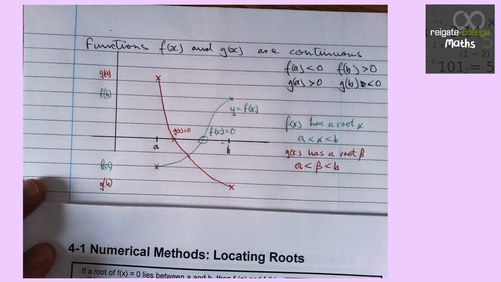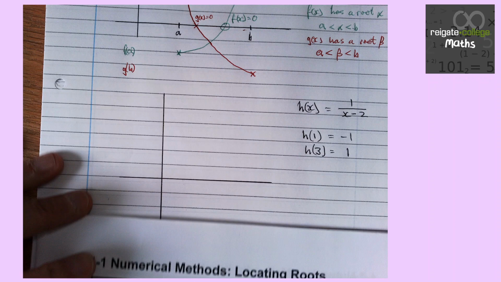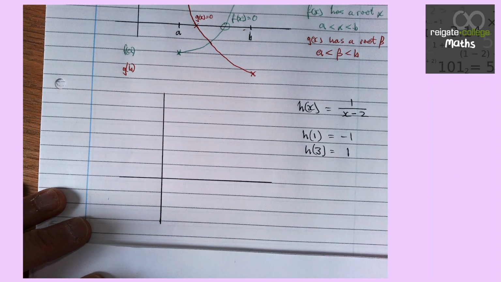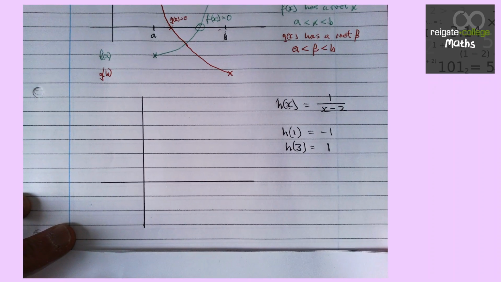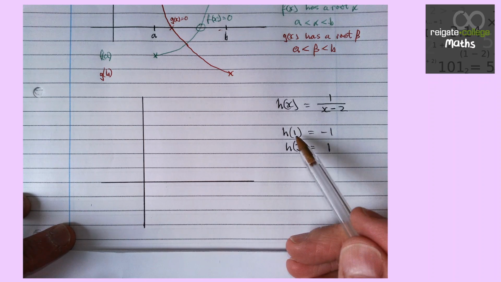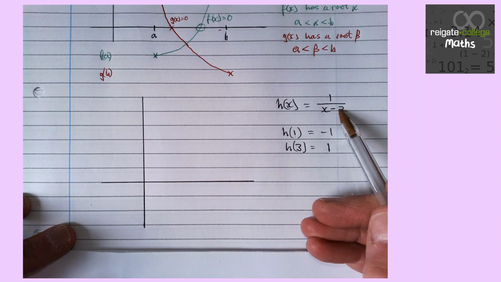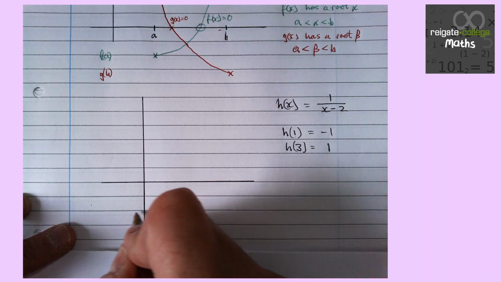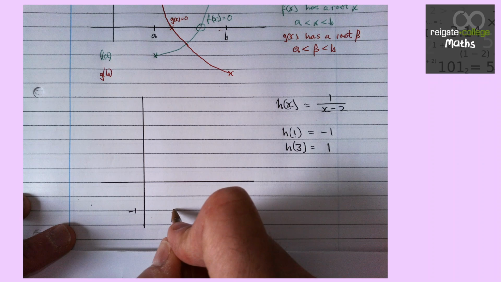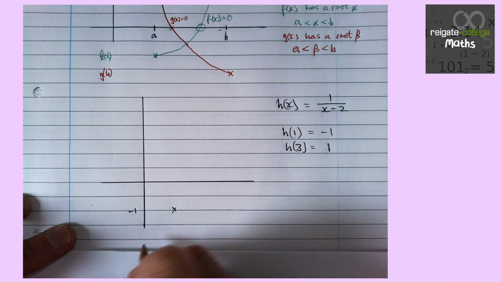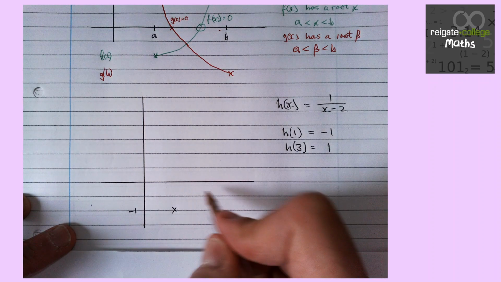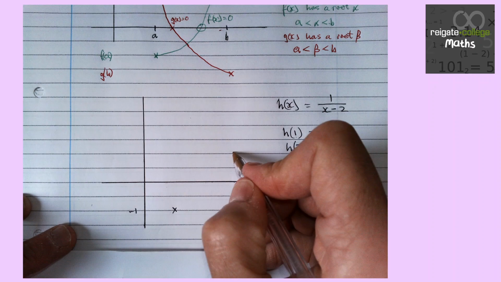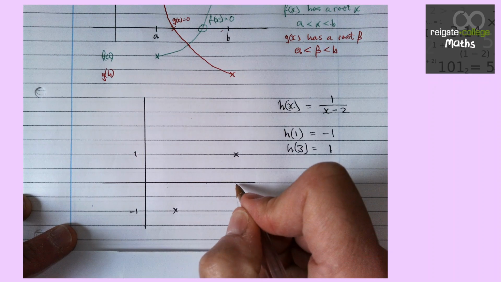Now, just to show you why continuous is really important, let's consider the function h of x, which I've said is equal to 1 over x minus 2. We consider substituting 1 in there. H of 1 is going to be minus 1, it's 1 over minus 1. So here's minus 1 here, here's our point 1, minus 1. And h of 3 is equal to 1, so if we make that out there, we've got a point there, so that's 1, that's 3, that's 1.